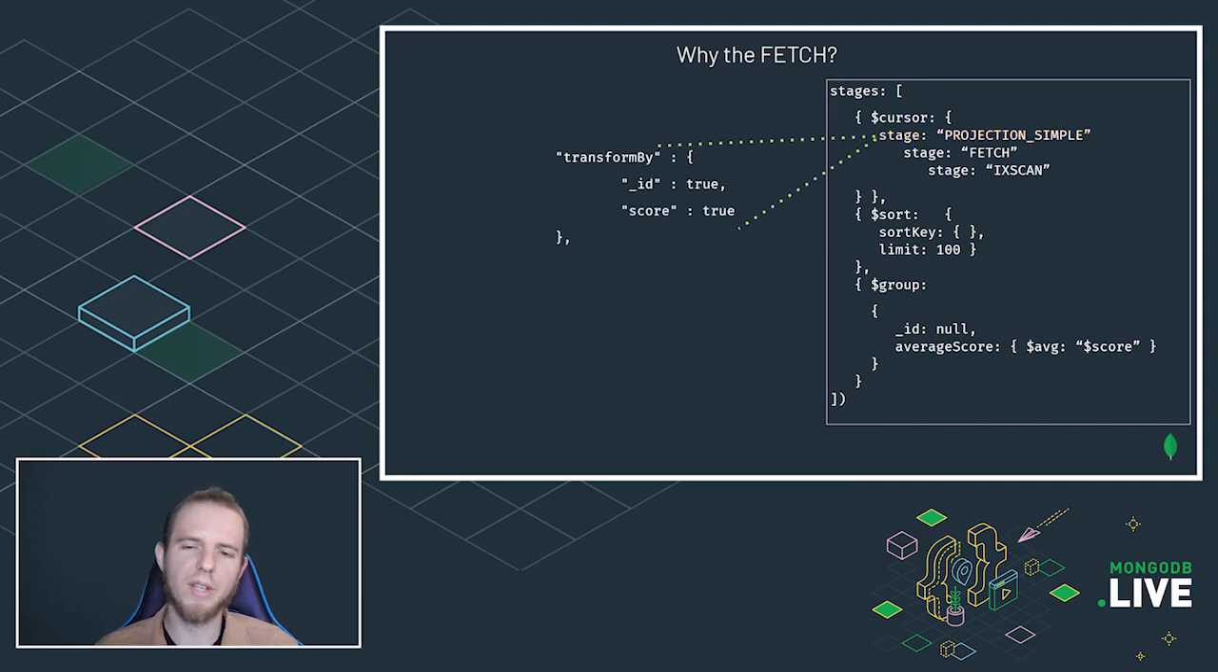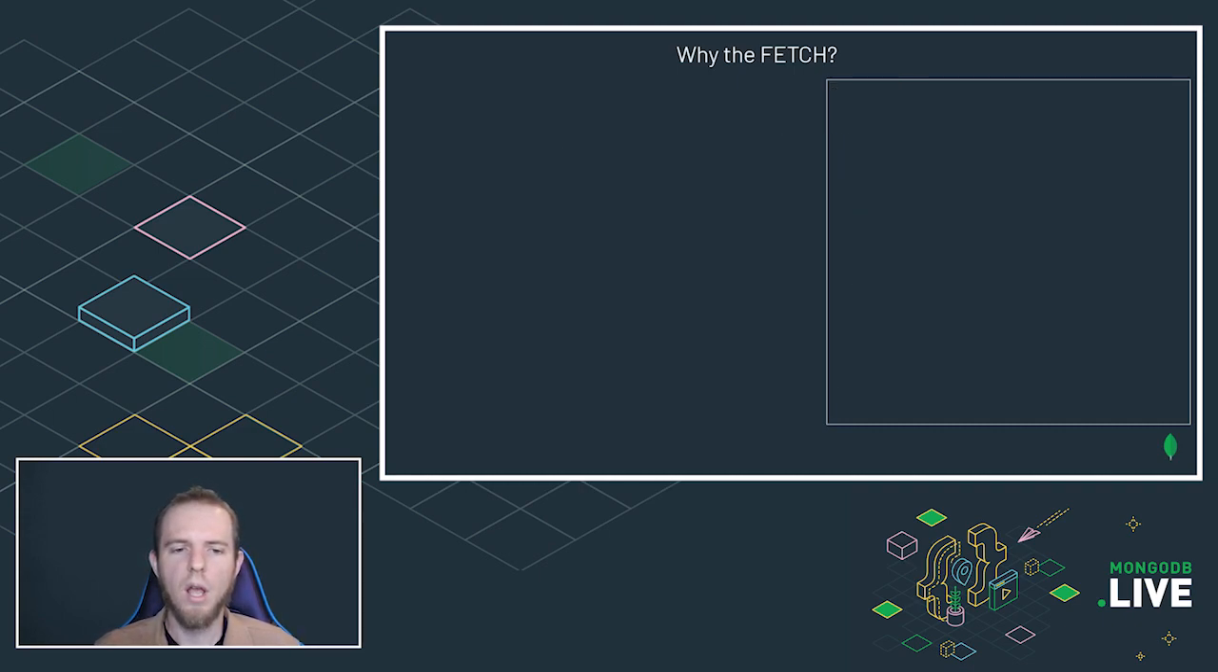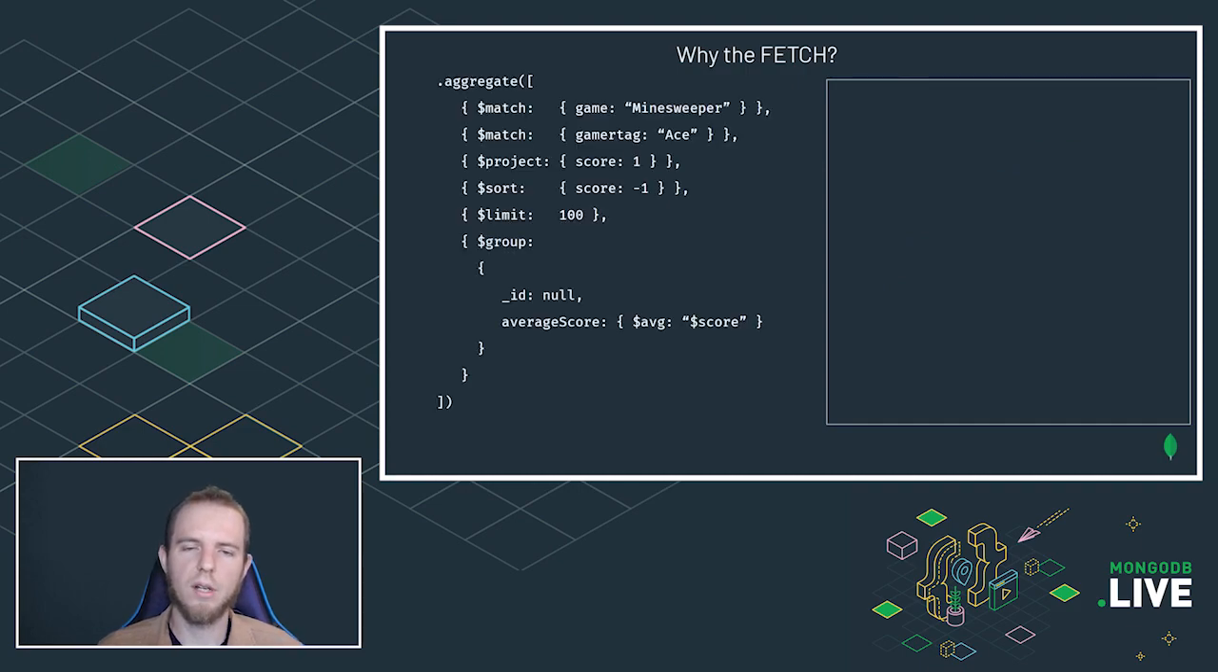And when we look inside of that and expand it out in the full output, we see an entry here called transform by. And indeed, we see that just score, the field that we requested, is in there. But in addition, there's an underscore ID field here that says true. But we definitely didn't request that when we made the projection, right?